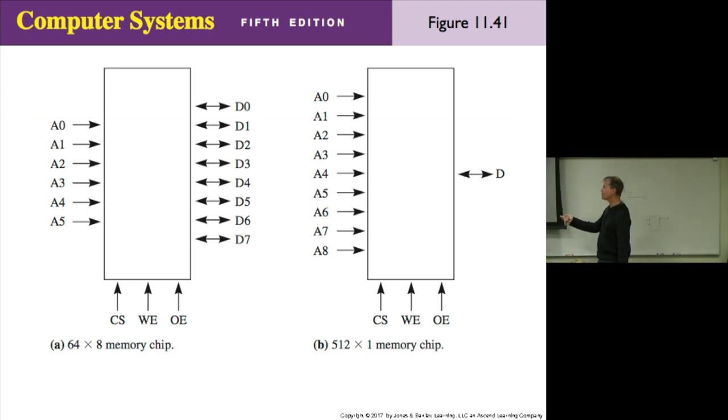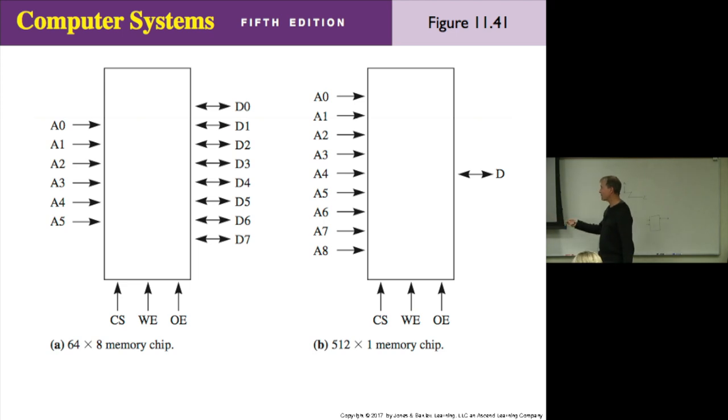So now tell me, how many bits are in this chip in figure 11.40A? 512. 512? Yeah, 64 times 8. Is that what that is? Yes, 64 times 8. It's 512 bits. All right. But how are they organized? By bytes, 8 bits at a time. Yeah, 8 bits at a time, only 64 bytes.